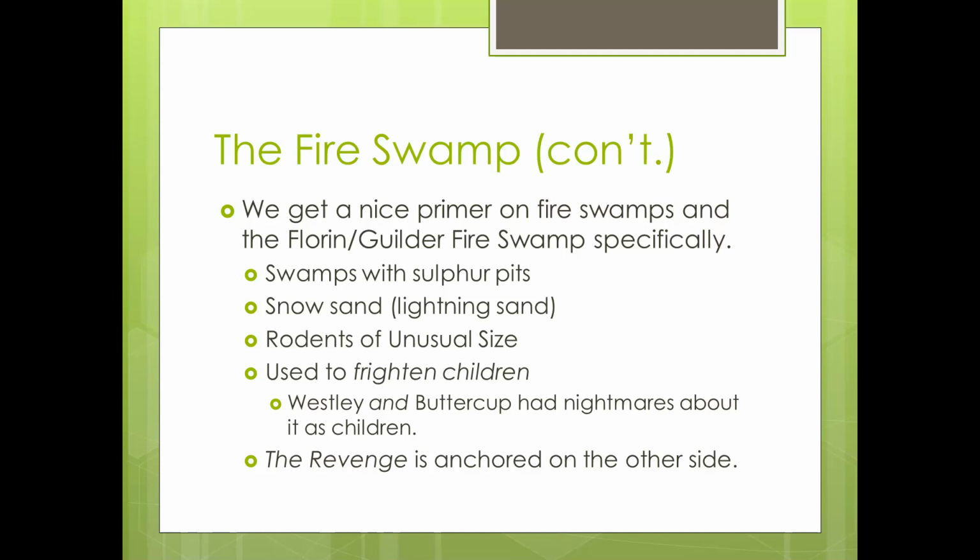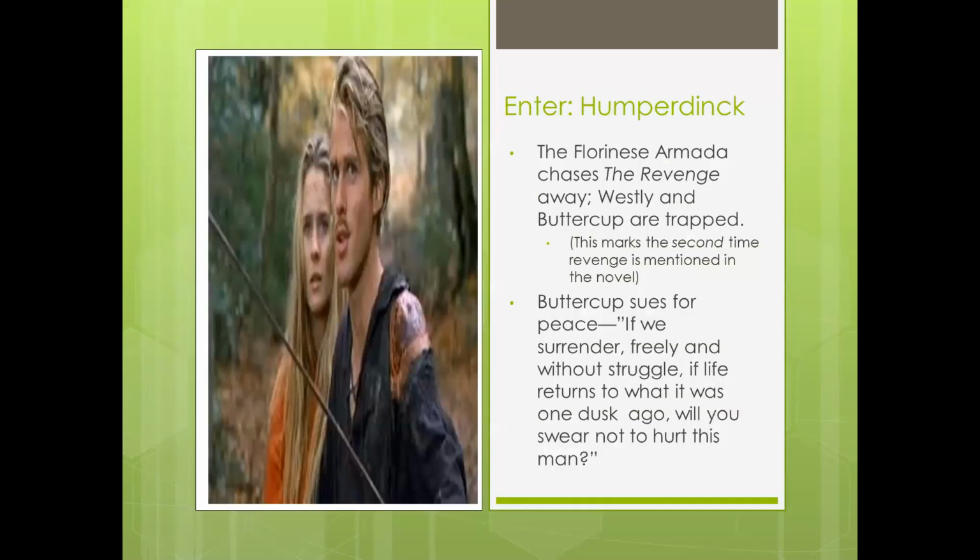But he needs to do that because he's been cut off from his ship, the Revenge, which is anchored closely on the other side. So if they're going to avoid Prince Humperdinck and the Armada, they're going to have to cut through the fire swamp to make up time. But the fire swamp proves to be trickier than perhaps even Wesley had encountered. So as they make their way through the fire swamp, Count Rugen and Prince Humperdinck and his men circle around it, but they must end up with relatively equal time spent going around or through the fire swamp.